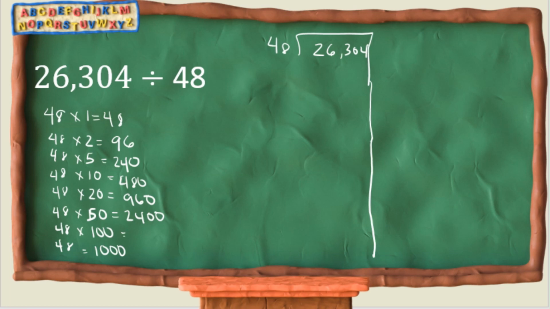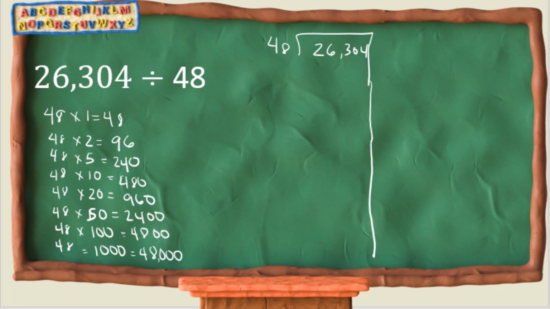And then 48 times 100, that's times 1. So I'm going to go 48 and then add on 2 zeros. 48 times 1,000 is 48. Add on 3 zeros. Okay, so now I can look at my problem and I can tell that 48 times 1,000 is going to be a little too big because I'm getting 48,000 when my dividend is 26,000.